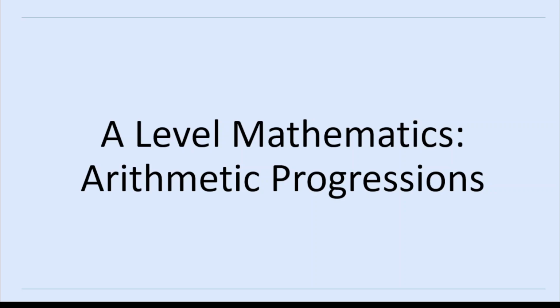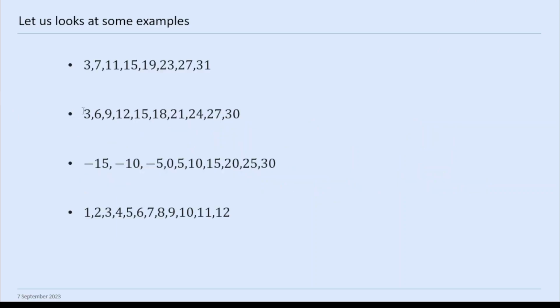I'm Simon. Today we're going to look at arithmetic progressions as part of the A-level mathematics syllabus. So an arithmetic progression is one where you have a string of numbers and the difference between them is always the same. So in the first one the difference between the numbers is 4 and the initial number is 3.